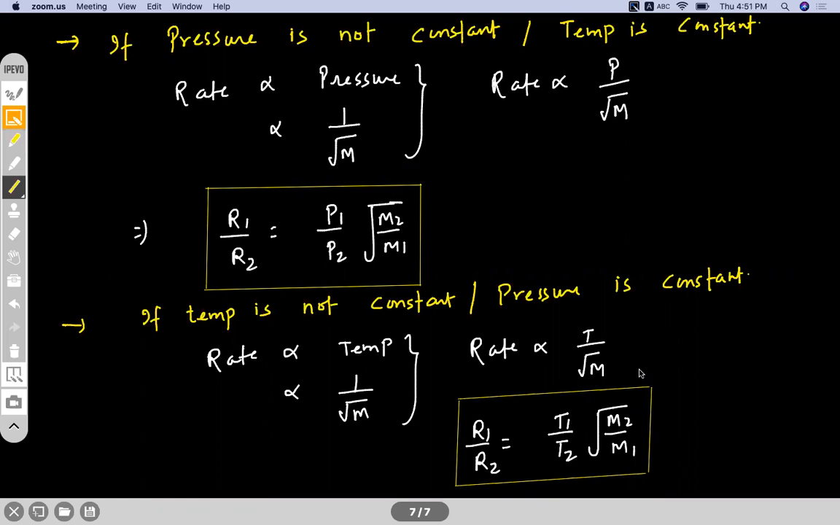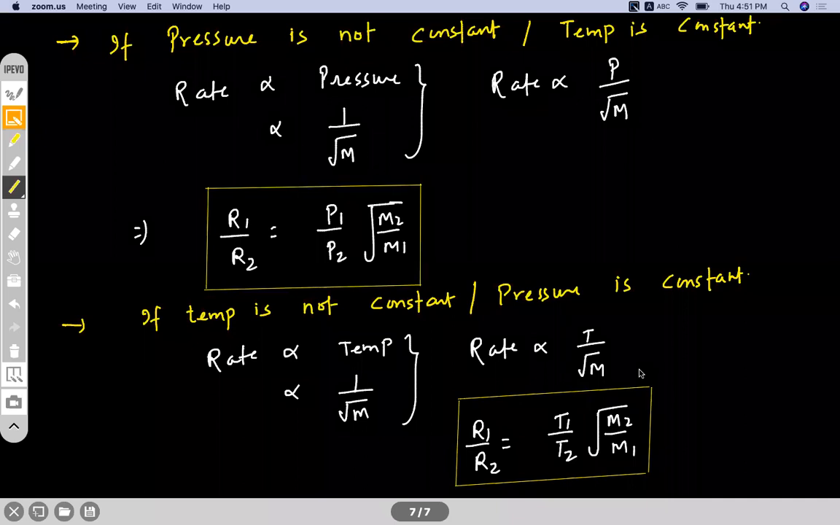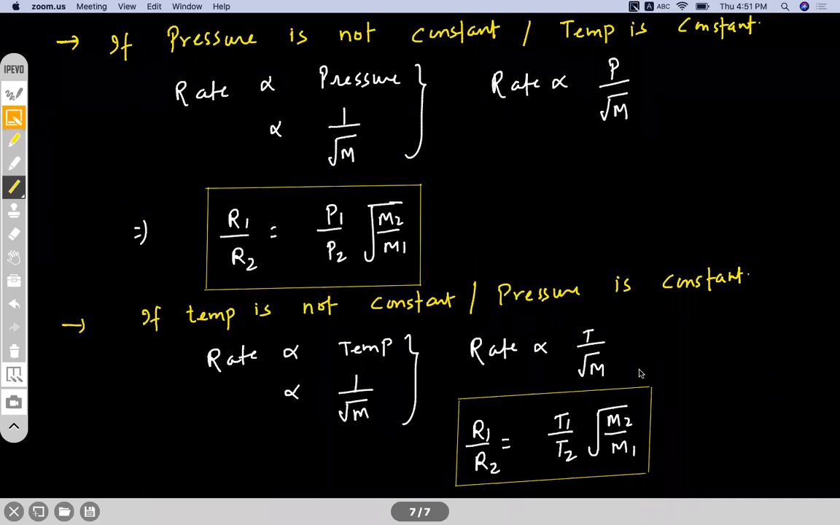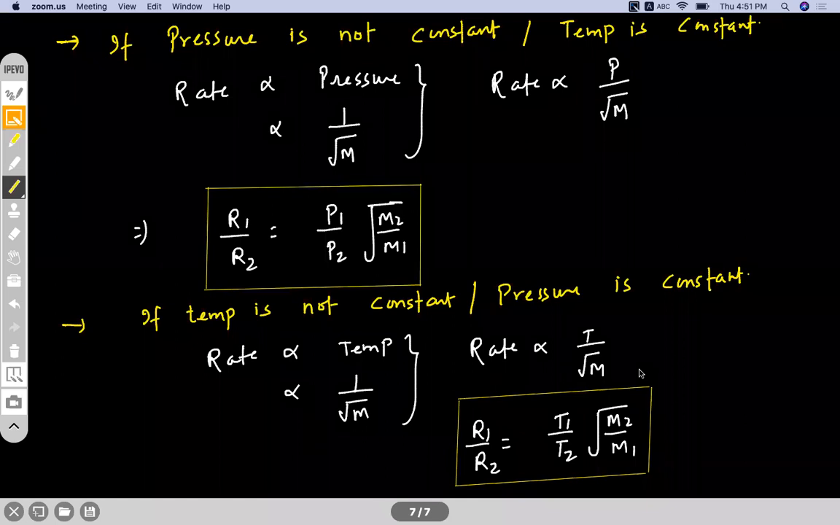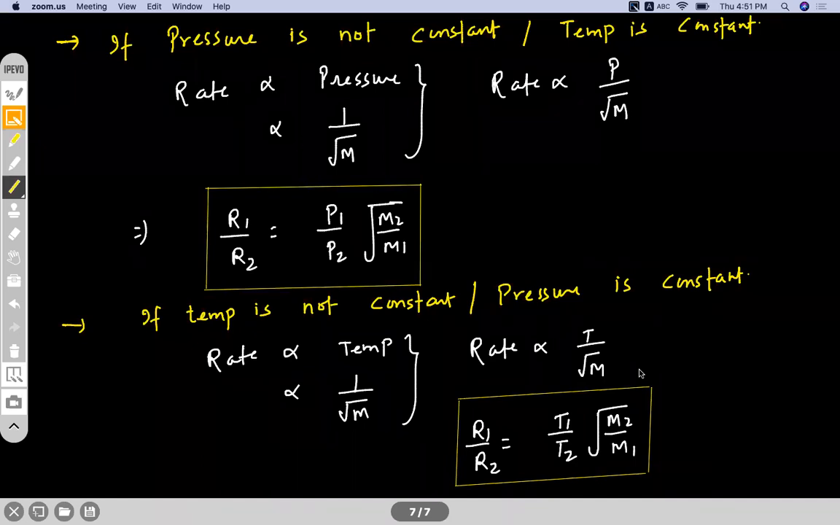One second, Aditya. Madhav, which two equations are you talking about? We see, when pressure and temperature are constant, then it has no role. We have the relation before this, we have discussed, right? It has no role. So we don't have pressure and temperature terms in the expression. It's just R1 by R2 is equals to root under M2 by M1. That is it.